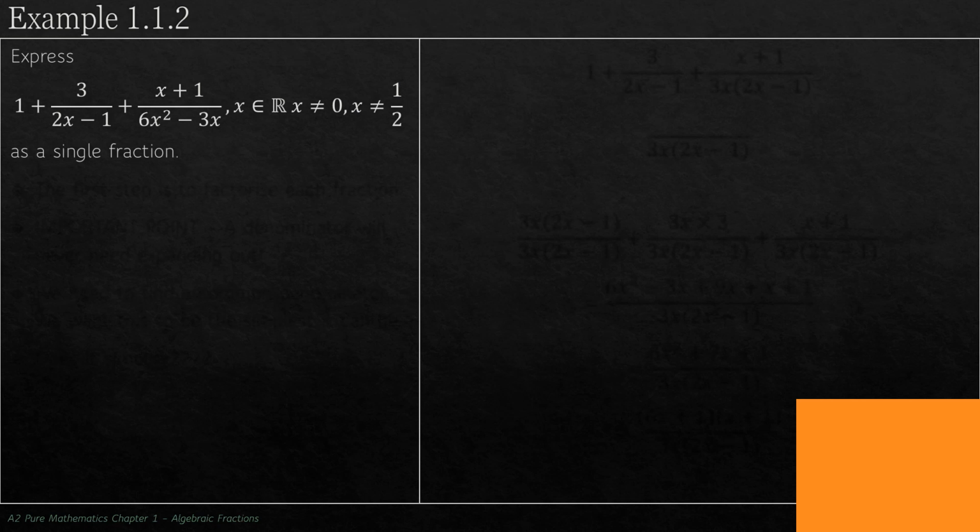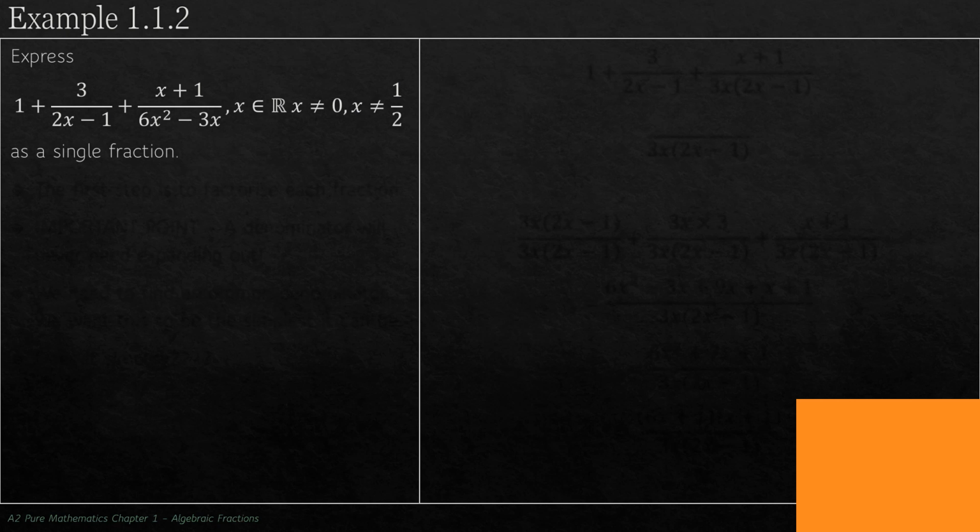So this is more what we'd expect to see at A2. So we're expressing this down to a single fraction. This bit here just reads as x belongs to the real numbers. The real numbers are integers or decimals, negatives, rational, irrational. So any of the numbers that you've worked with since you started learning how to count. So we have to put that on there because there are different number systems.